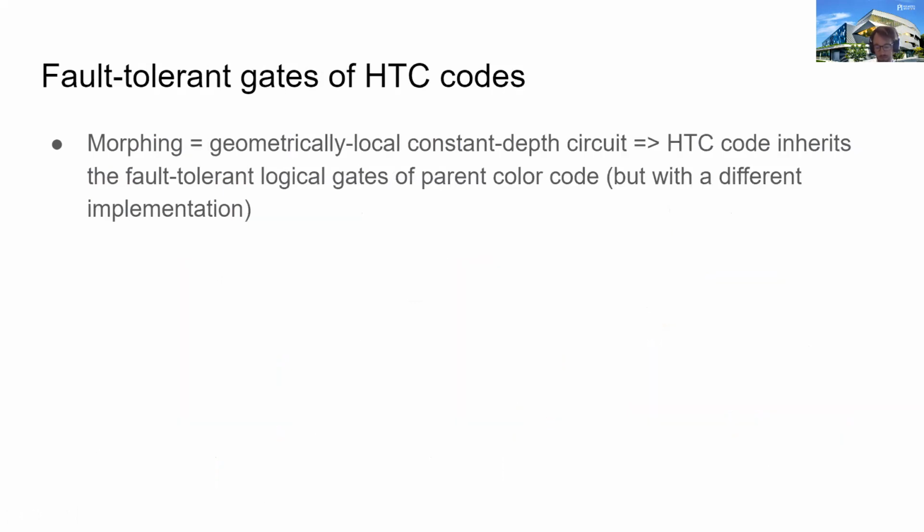Now I'm going to connect our work more explicitly to the results presented by Thomas earlier. The important thing about this morphing procedure is that in the color code context, it's a geometrically local, constant depth circuit. This means that these hybrid toric color codes are going to inherit the fault-tolerant logical gates of the parent color code, but possibly with a different implementation in general. If we have a transversal gate of the color code, for example, this morphing might not preserve its transversality, but it will preserve it up to some kind of multi-qubit partition.